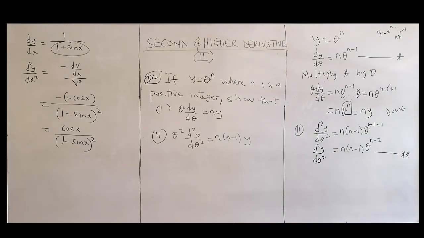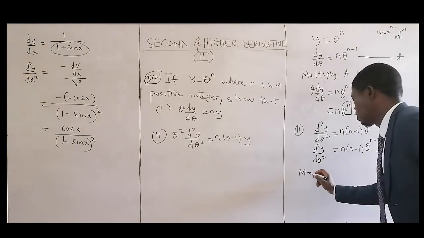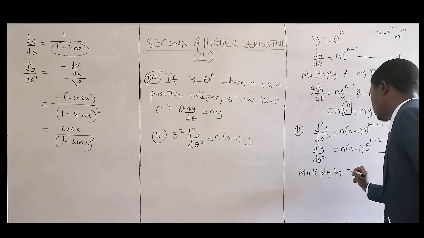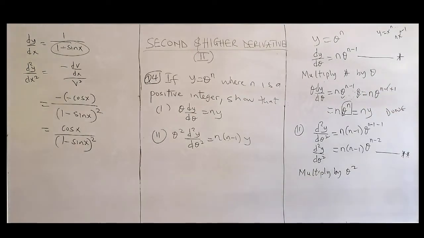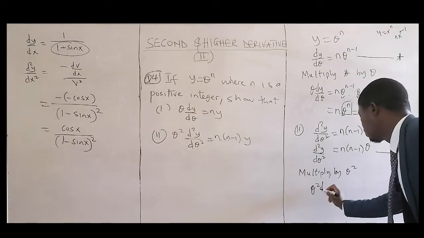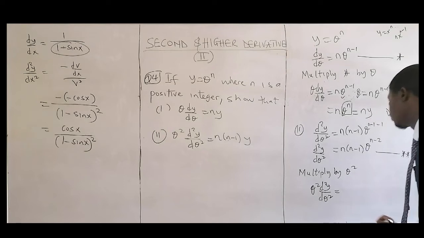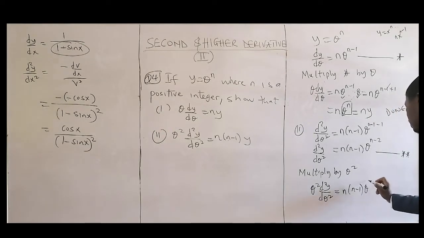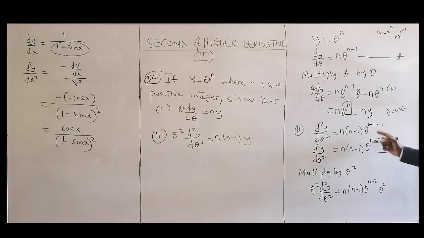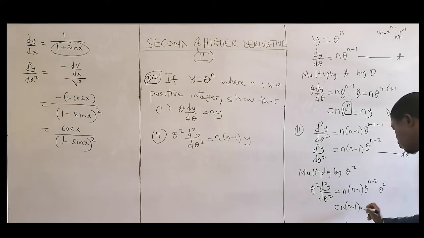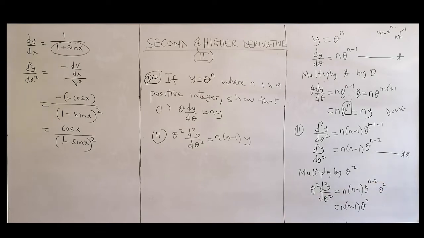Now multiply that equation star 2 by theta squared. So we have theta squared, d squared y d theta squared is equal to n into bracket n minus 1, theta to the n minus 2, and then times theta squared. So without wasting time, do the same thing I did here. The same base, apply indices, then you have what? n into bracket n minus 1, and this will just become theta to the n because minus 2 plus 2 will cancel. And that will give you n into bracket n minus 1, and this one is what? It is y. So that is done.